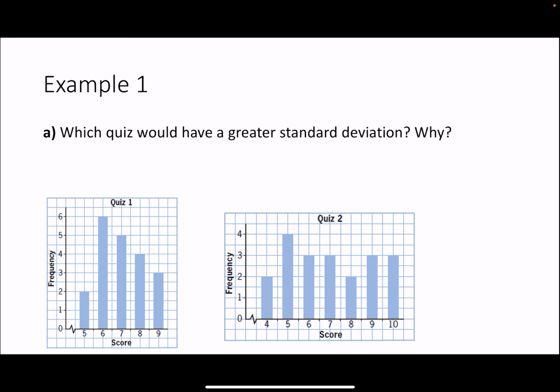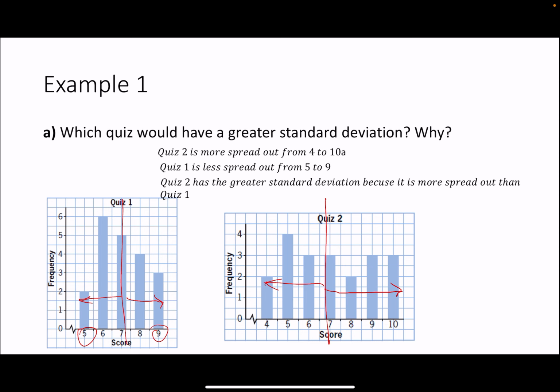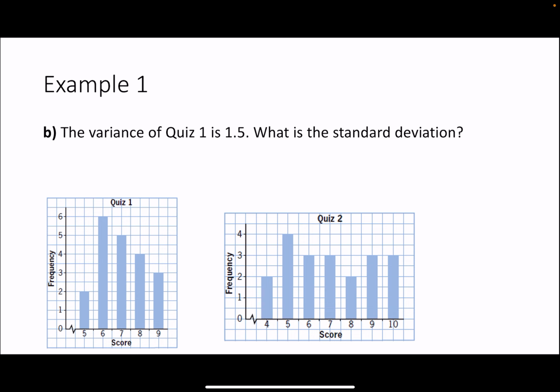So which quiz would have a greater standard deviation? Quiz 2 is more spread out, right? So if the center is here, we're spread out from 4 to 10, so that's going to have a greater standard deviation. This only spreads from 5 to 9, so quiz 1 will have a lower standard deviation. Quiz 2 has a greater standard deviation because it is more spread out than quiz 1. Simple as that. The variance of quiz 1 is 1.5. What is the standard deviation? Well, the standard deviation is the square root of the variance.